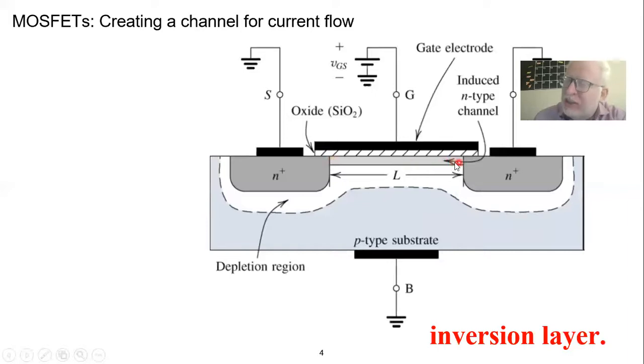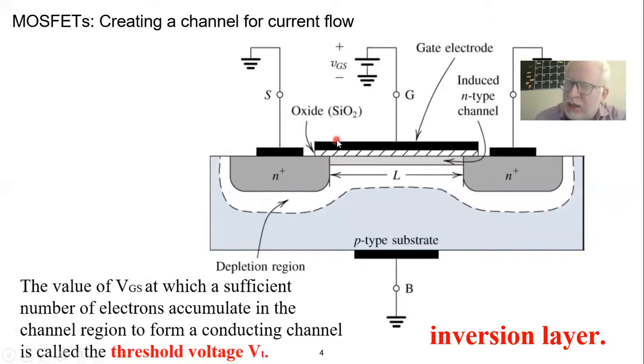This channel is an N region connecting the source to the drain. We call it a channel because it simply bridges the source to the drain. Now we have a link between the source and the drain with an N region channel. In order to create this N region channel, you have to apply some positive voltage to the gate. The value of this positive voltage is called the threshold voltage. Again, the definition of the threshold voltage is the minimum voltage on the gate that can create an N region linking the source to the drain.